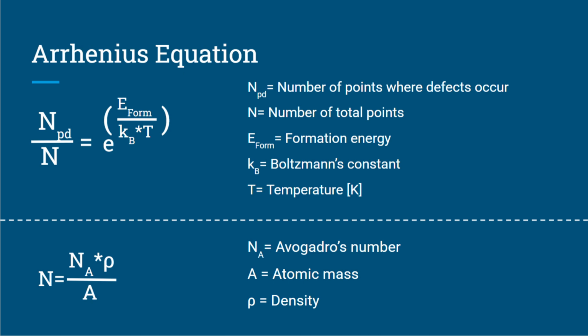The Arrhenius equation describes the relationship between the rate constant of a chemical reaction and the absolute temperature. It is described as shown, with N_D being the number of points where defects occur, over N, which is the number of total points, which equals e to the negative formation energy over the Boltzmann constant times temperature in kelvins. The way to find the total number of points is using the equation below, using Avogadro's number times the density of the substance divided by its atomic mass, to be plugged into the Arrhenius equation.